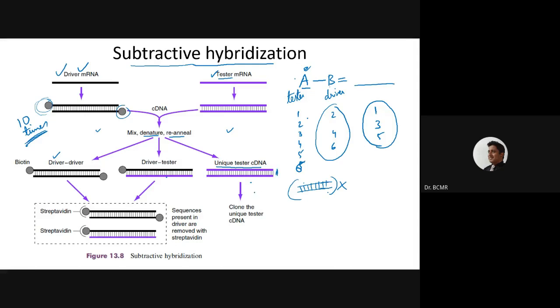So if you pass this mixture of cDNA through a column consisting of streptavidin, streptavidin has affinity for biotin. All those that are having biotin will get stuck or retained in the column, and the rest of the cDNA will pass through the column. So those with driver reannealing or driver-tester reannealing will get stuck, and the rest of the cDNA will pass through, and then we will clone them.